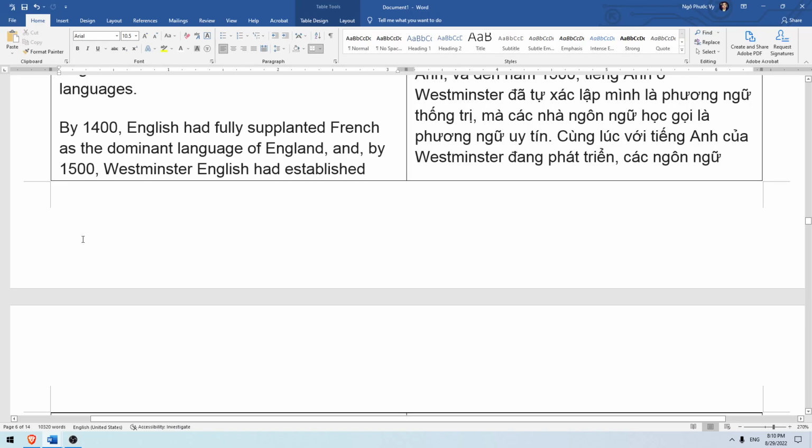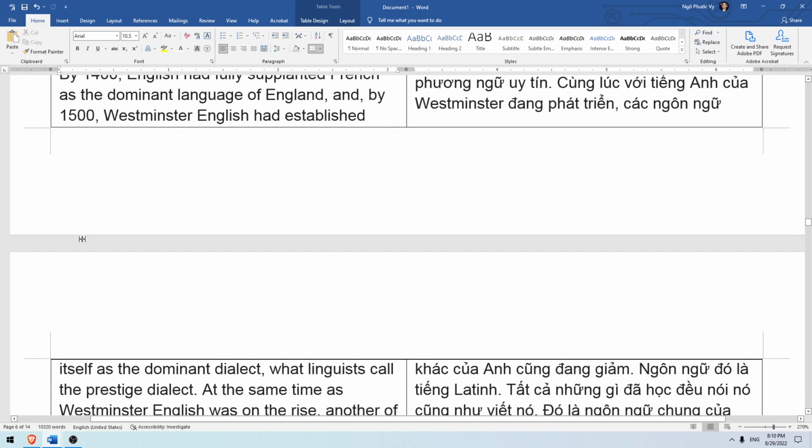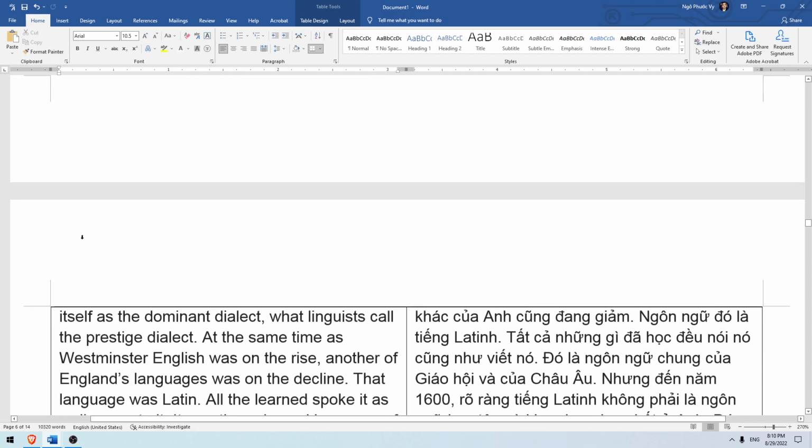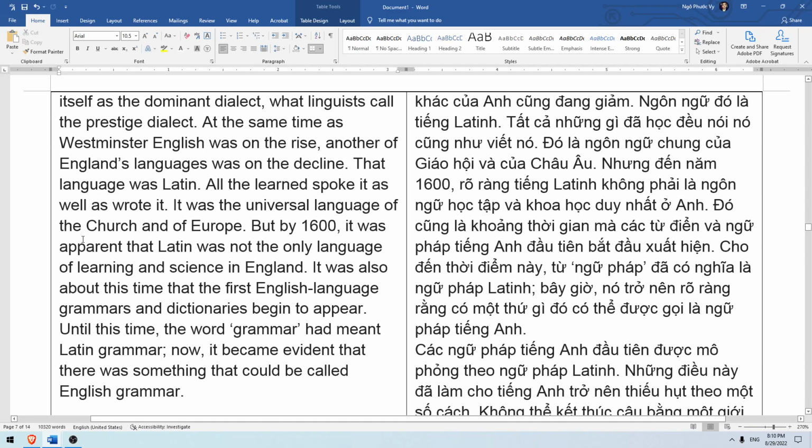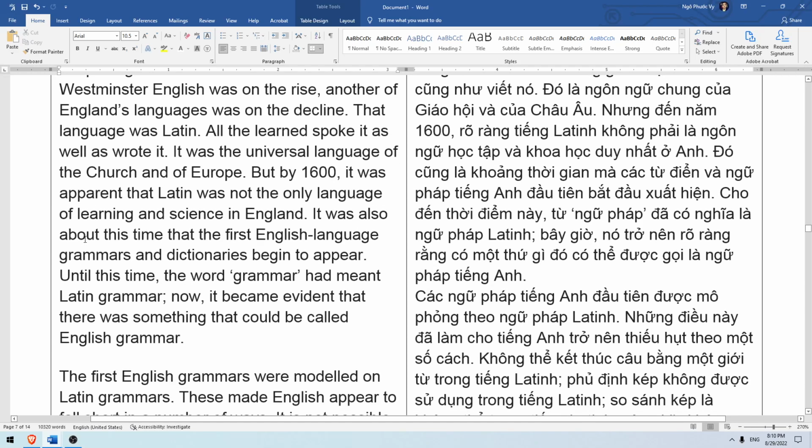By 1400, English had fully supplanted French as the dominant language of England, and by 1500, Westminster English had established itself as the dominant dialect, what linguists call the prestige dialect. At the same time as Westminster English was on the rise, another of England's languages was on the decline. That language was Latin, which the learned spoke as well as wrote. It was the universal language of the church and of Europe.